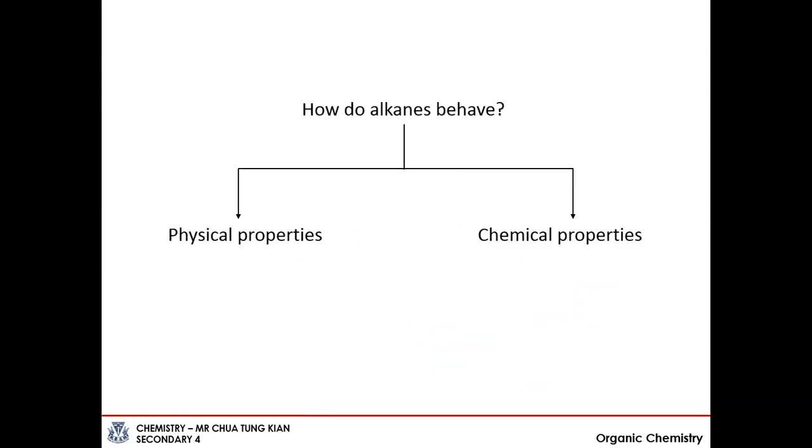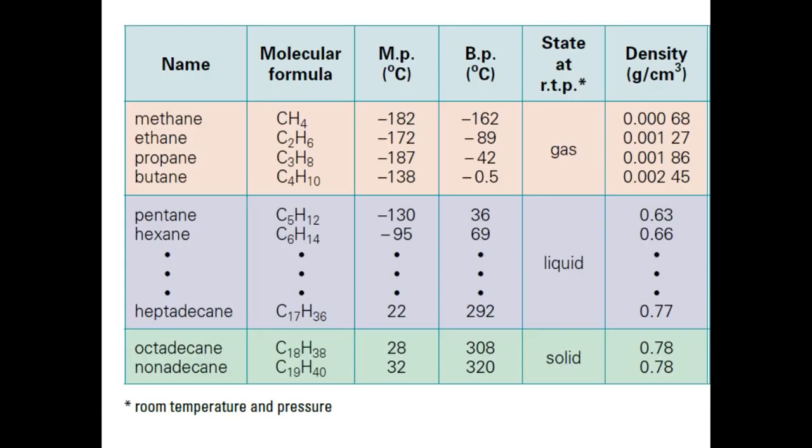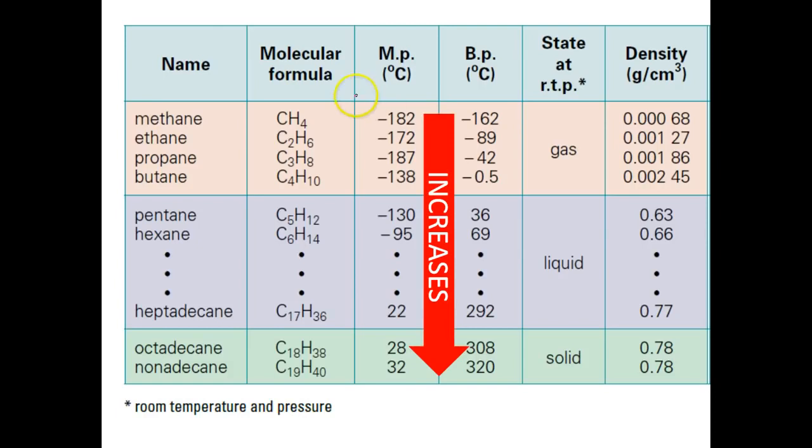Okay, so now let's move on to the physical and chemical properties of alkanes. So this is actually the part which makes them very important to everything in your life and even the whole global economy. So physical properties, we are covering a few, from melting point to flammability. So let's take a look first. First of all, notice that the melting point increases as the number of carbon atoms increase.